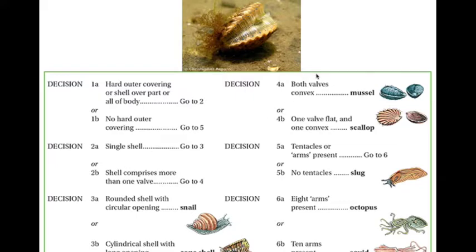In step 4, are both valves convex, in other words, do they curve outwards, or is one flat and one convex? In this case, the top one doesn't really look like it, but it is actually flat, and the bottom one is the curved one, and so we can make the conclusion that it is a scallop. Now that is just a simple and easy way of going about it. Hopefully you guys also reached the same conclusion.